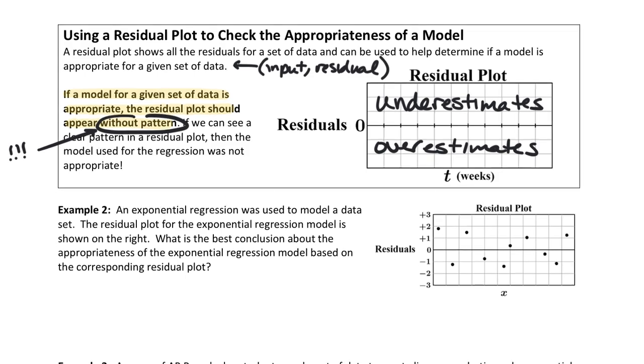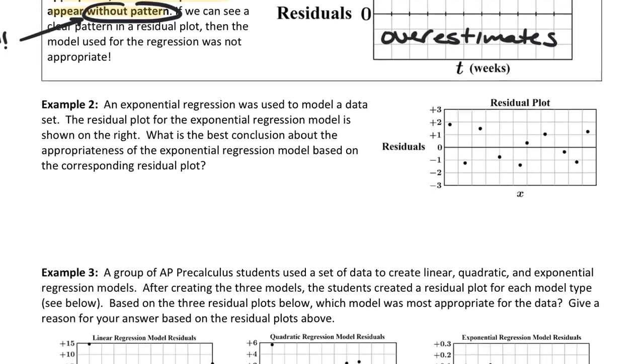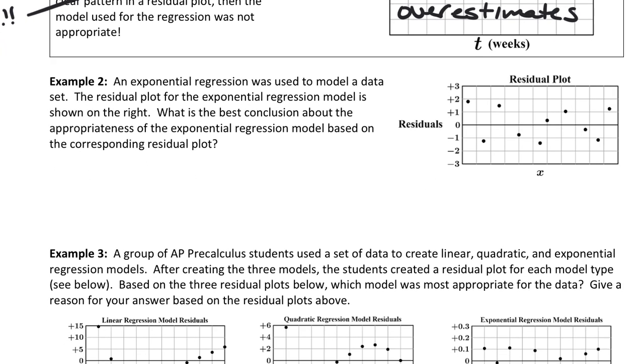So if we're looking at example 2, it says, an exponential regression was used to model a data set. The residual plot was created for the exponential regression model, and it is shown on the right. What is the best conclusion about the appropriateness of the exponential regression model based on the corresponding residual plot? Does this look pretty random to you? Yeah. Does it look like there's a pattern to the function? No, which means we can make the following conclusion.